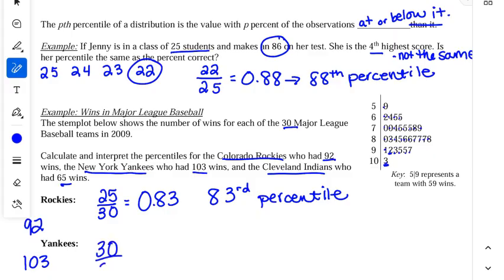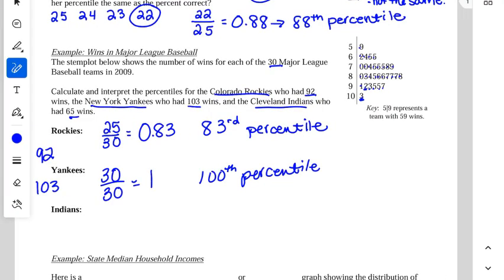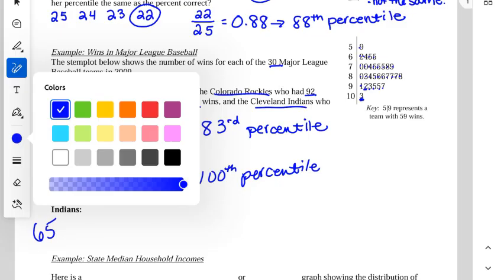Okay, the Yankees was 103. So 103 is right here. So it was at or higher than 30 out of 30. So that's 100%. So it's 100th percentile. It's the highest.